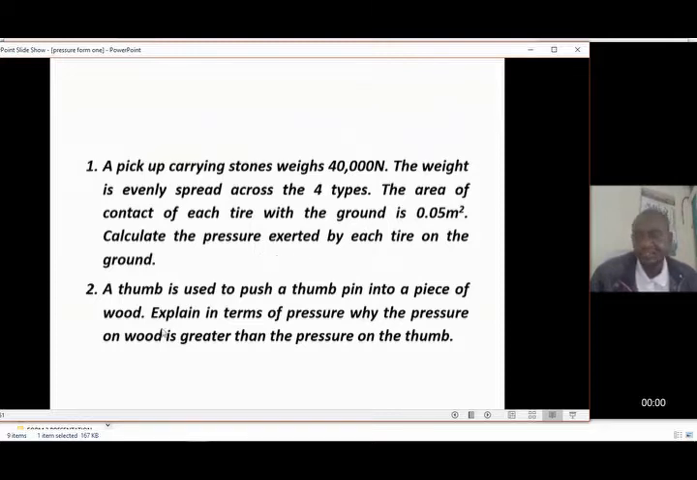So do it. A thumb is used to push a pin into a piece of wood. Explain, in terms of pressure, why the pressure on the wood is greater than the pressure on the thumb. You are pressing it down. Talk about area of contact; I think I've explained it before.